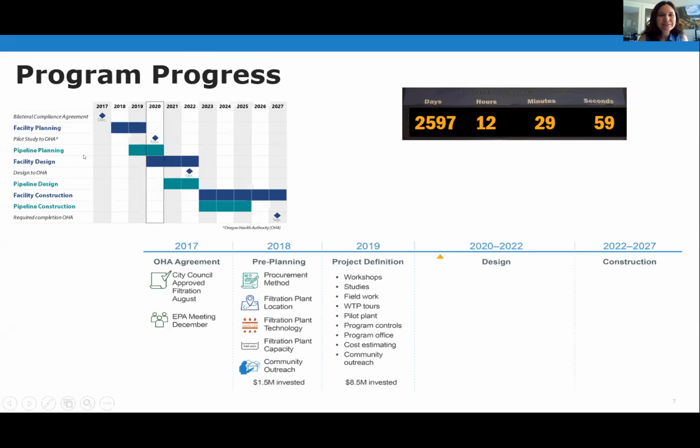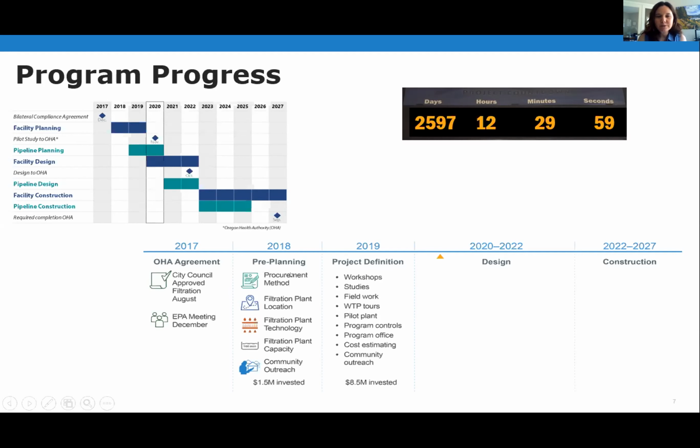And so, having been in the program for a couple of years now, below here I have a couple highlights. In 2017, it was really about working with our agencies, working with OHA on the agreement, getting City Council to approve filtration, meeting with the EPA. 2018 is what we call our pre-planning portion of the program.